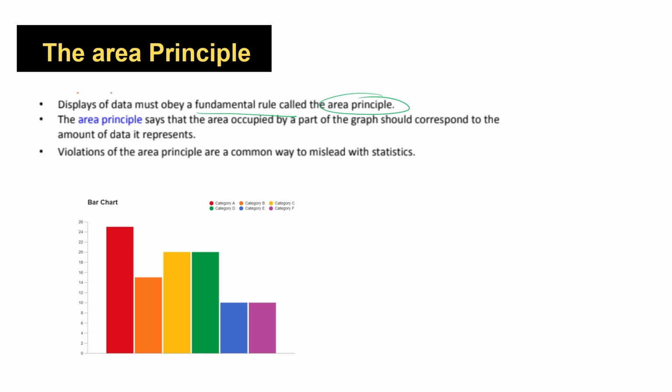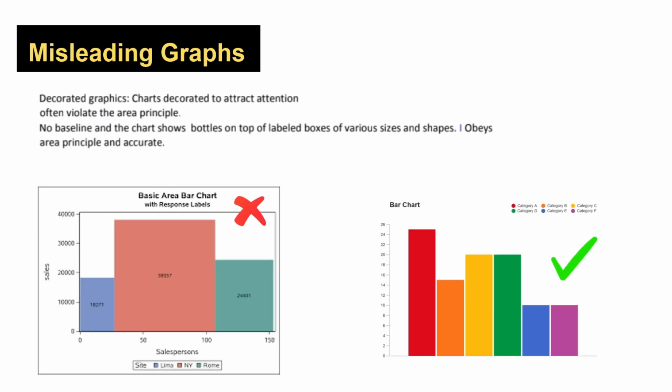Violations of the area principle are a common way to mislead. So what are the common ways to mislead? Violation of the area principle. So this is how you correctly represent a bar chart. Second is misleading graphs, such as decorated graphics. Charts decorated to attract attention often violate the area principle. No baseline, and the chart shows bottles on top of label boxes of various sizes and shapes.